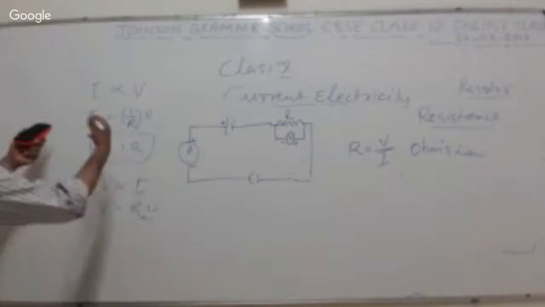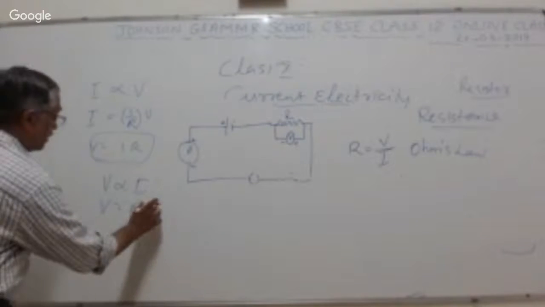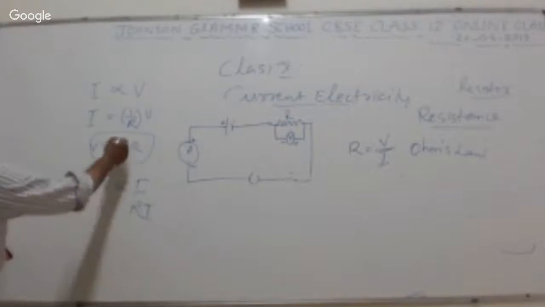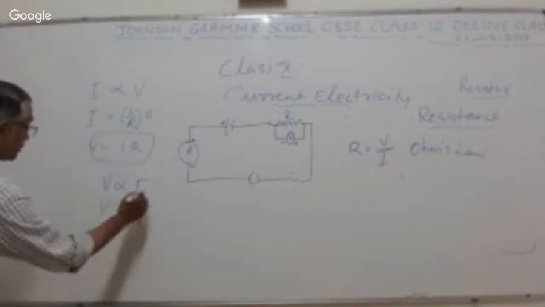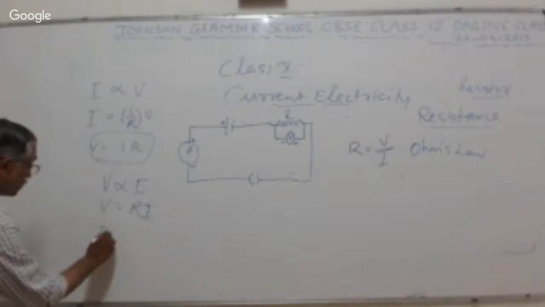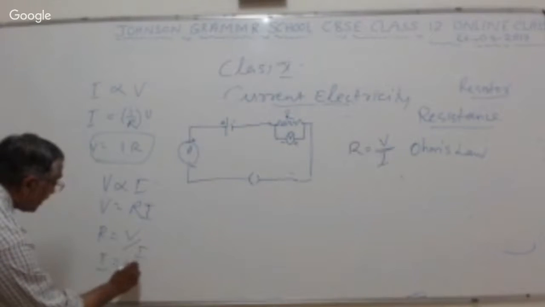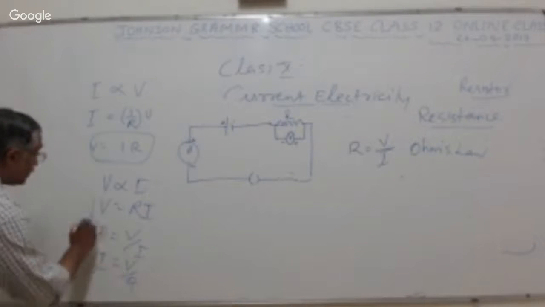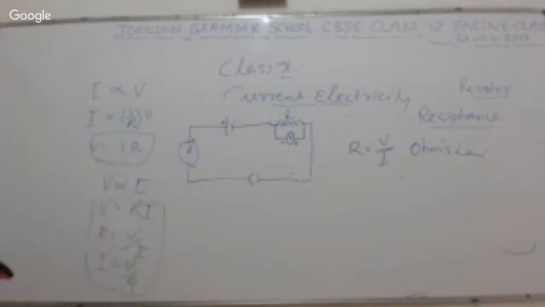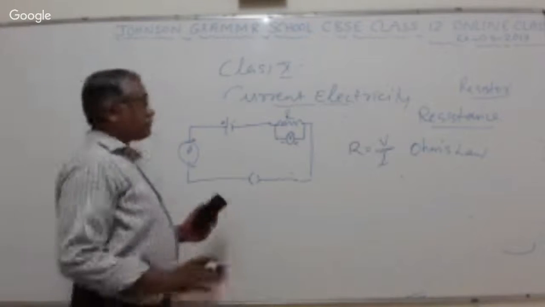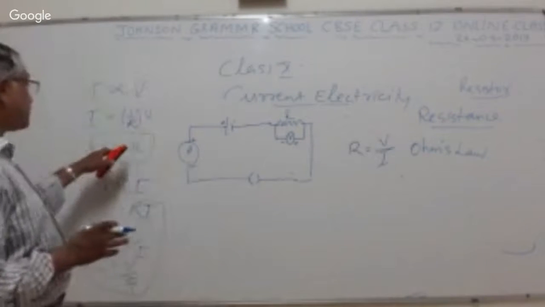So anyway, we can say that. Or we can use different forms of this: V is equal to R into I, we got R is equal to V by I, or I is equal to V by R. All these are different variations of Ohm's law. So the basic equation you have to understand is V is equal to I into R.